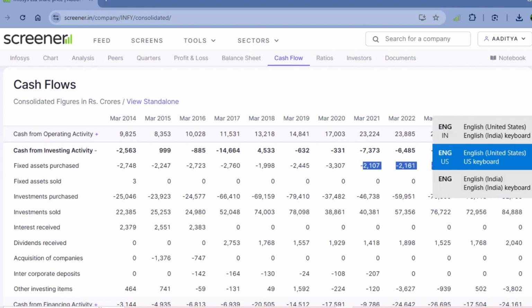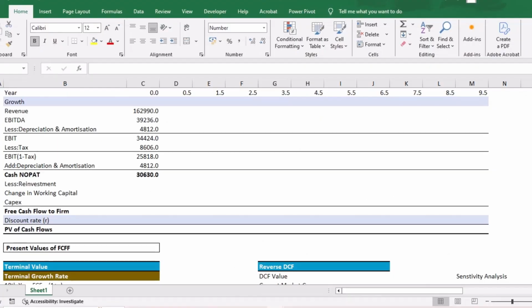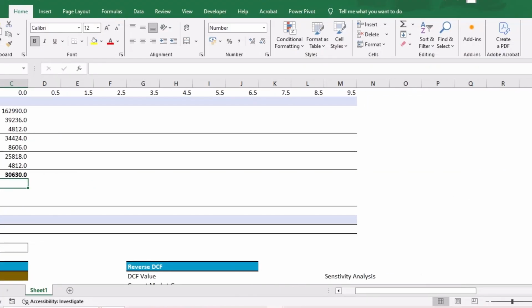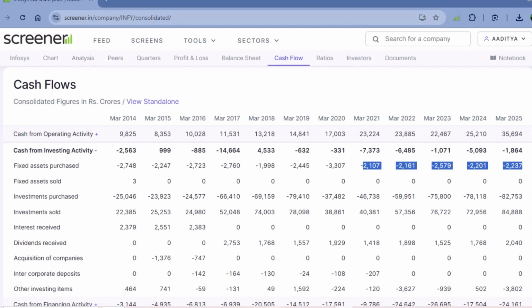So I will copy the last 5 year data and just paste it over here. Yeah. So these are in negative. I need to make it positive. So just what I will do. This was also negative, I feel. Yes, this was a negative. It was a copy mistake.